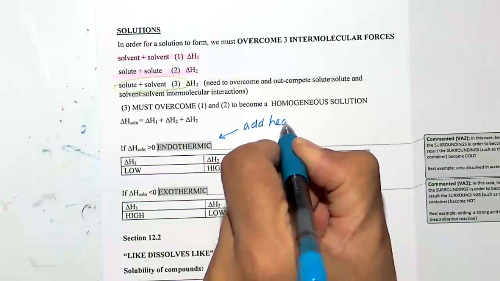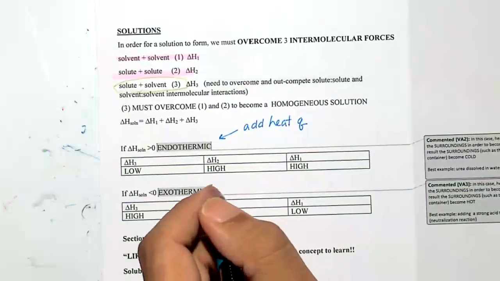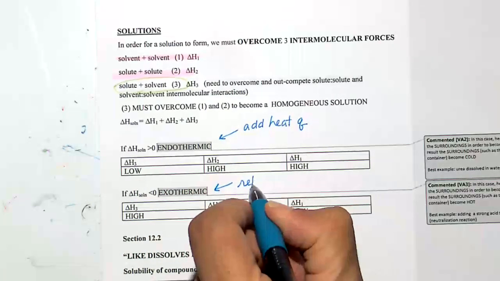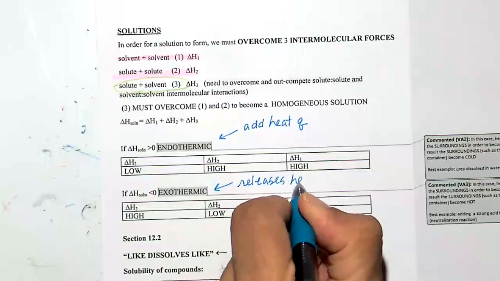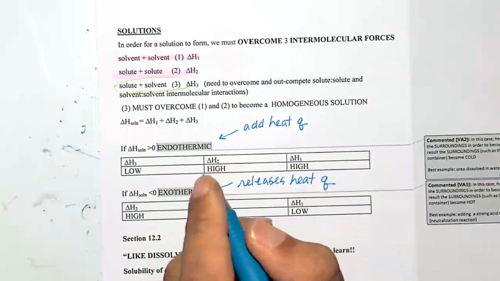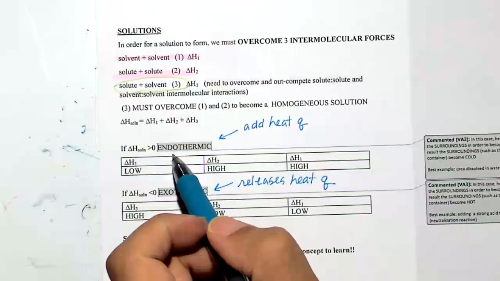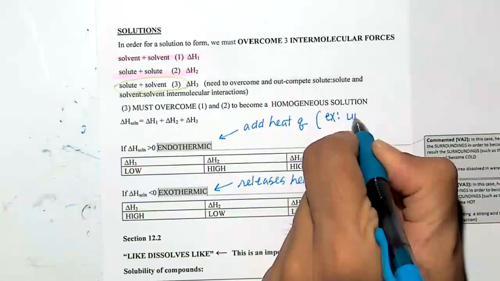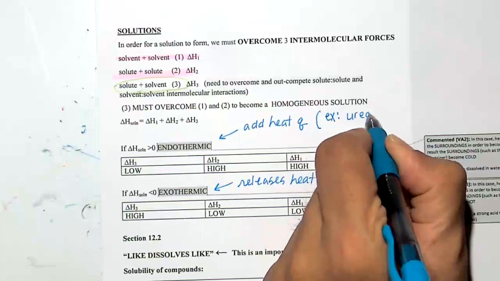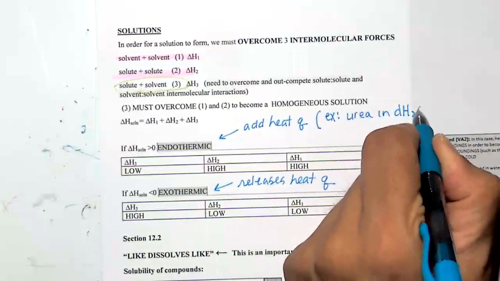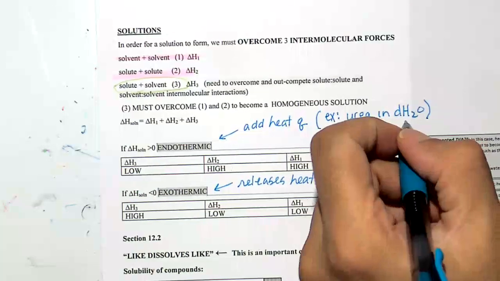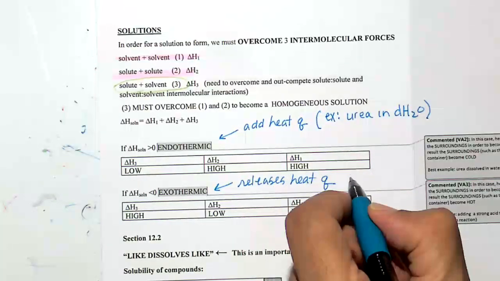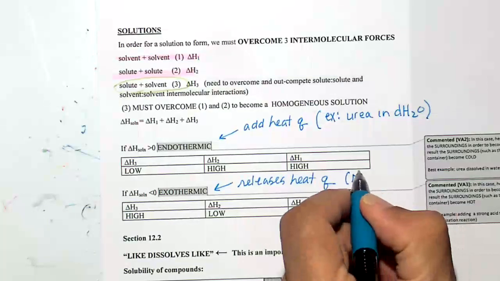To make a solution. Sometimes it just happens so well that it releases heat. We call that an exothermic solution. So to make a solution, it probably requires heat. Example of this would be urea in water, I think, or ammonium chloride in water. There are some solutes that won't go in until you really add some heat. Releases heat, I don't know, maybe like sodium in water or sodium chloride in water.